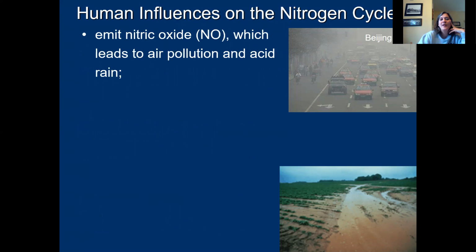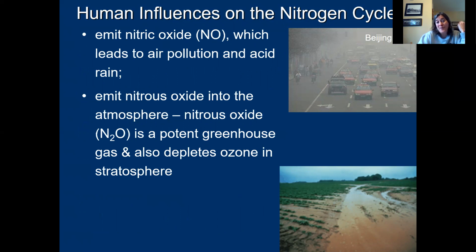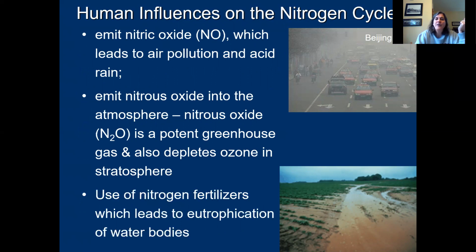Okay, so again, for each of these cycles, we're gonna be looking at what humans are doing to it. We emit nitric oxide, which leads to air pollution and acid rain. We emit nitrous oxide. It's a potent greenhouse gas and also depletes the ozone in the stratosphere. And then we put a lot of fertilizers on our farmland, and that's good for making the soils more productive, and that's why we do it. It's bad, however, in that if those fertilizers run off into the local water bodies, it can cause eutrophication.